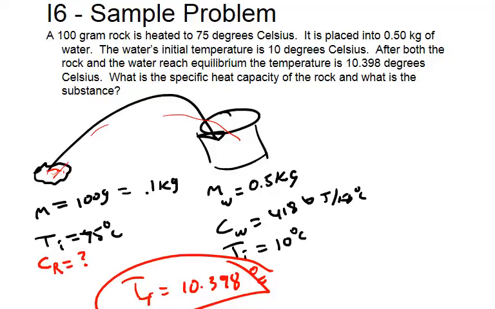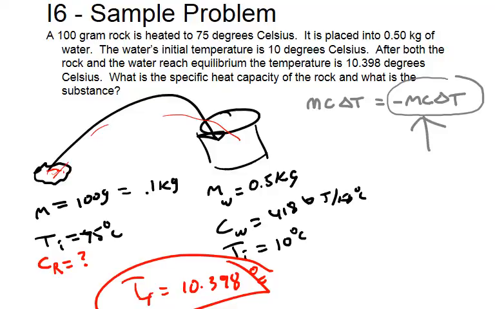Now, if you look on your equation sheet for calorimetry, we have mc delta T equals negative mc delta T. What we have to remember is that on the right-hand side, this is what we want to use for the object that is losing energy. And so that turns out to be this one. This one's the one that's losing energy, and we can find out what the specific heat capacity is. So go ahead and pause the clip and calculate what the specific heat is. When you're ready to check, you can hit play to continue.